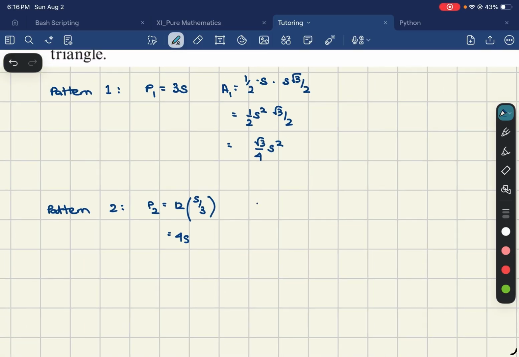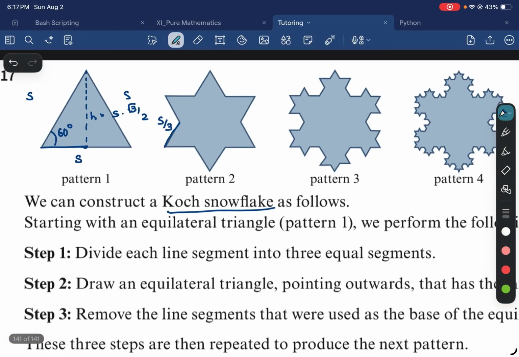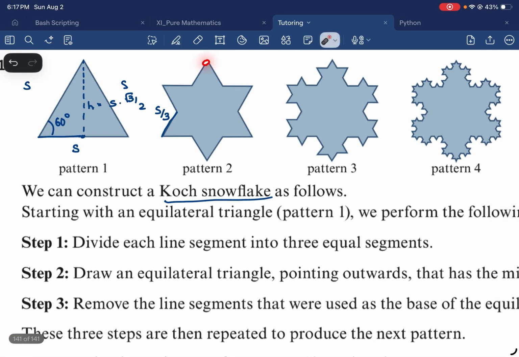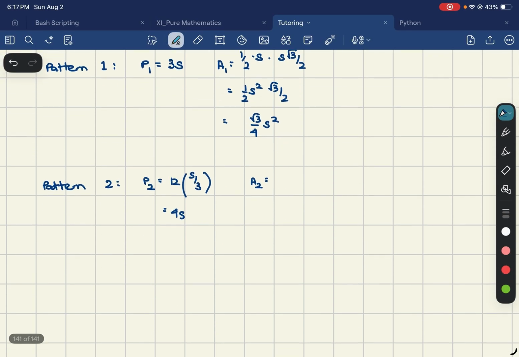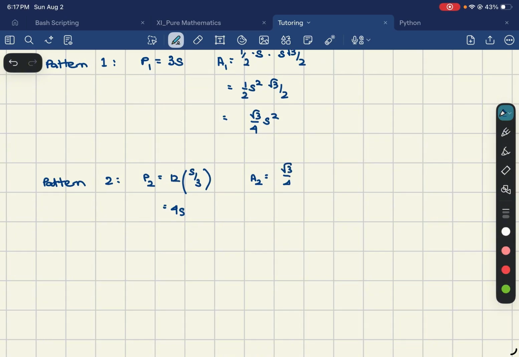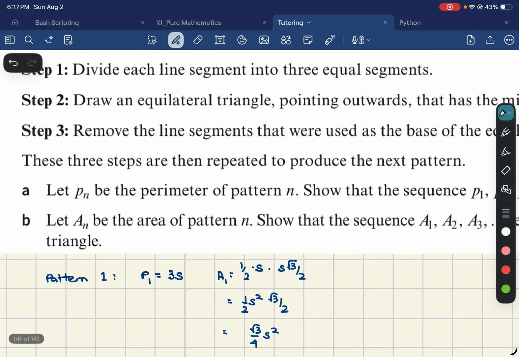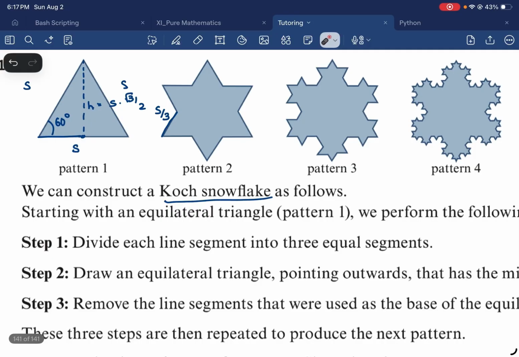let's look at A2. How do we find A2? Well, if you look at things, I already know this area. This area is just the area of my original triangle, right? So what is the area of my original triangle? It's root 3 over 4 S squared plus. Now I'm adding something. What am I adding?